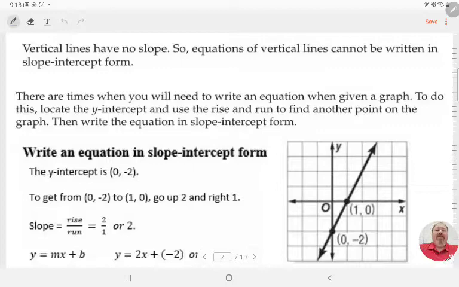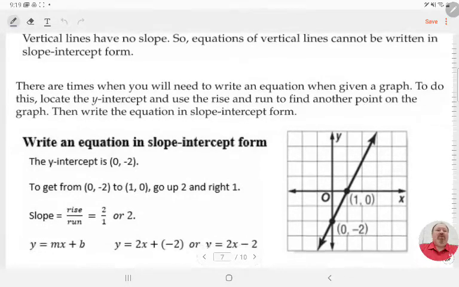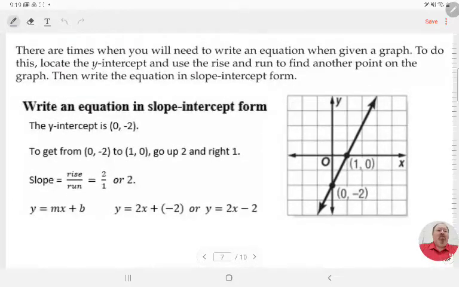Now, vertical lines have no slope, so equations of vertical lines cannot be written in slope-intercept form. There are times when you will need to write an equation when given a graph. To do this, locate the y-intercept and use the rise and run to find another point on the graph. Then write the equation in slope-intercept form.